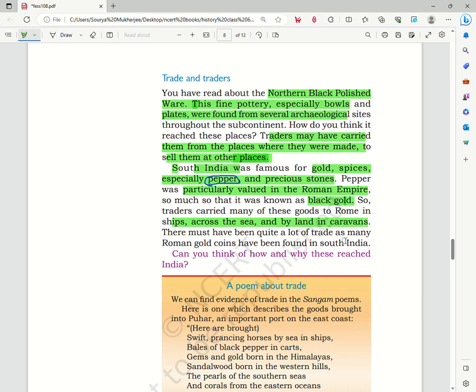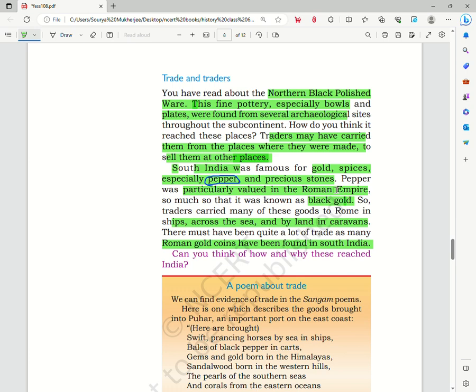There must have been quite a lot of trade, as many Roman gold coins have been found in southern India. So we see that the Indo-Roman trade was quite prevalent during this time. Roman traders used to come to India via the sea or via the land route, and they took valuables such as gold, spices, silk, cotton, cloth, and pepper, which they purchased with the help of their gold coins. So a lot of gold coins have been found in southern India, which indicates that a lot of trade took place between southern India and the Roman Empire.